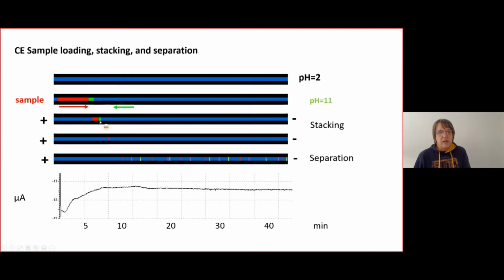What we see is that the OH minus ions migrate towards the beginning, towards the plus, and of course the H plus ions migrate in this direction. And we have stacking of all these peptides and proteins that carry both positive and negative charge. And in the end, we have stacked it very, very well. And this is also shown here.